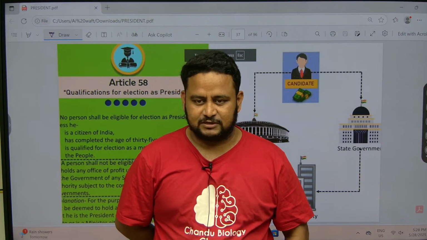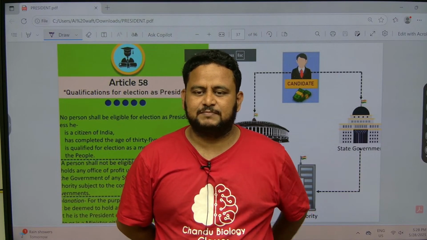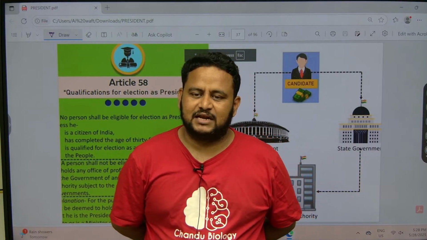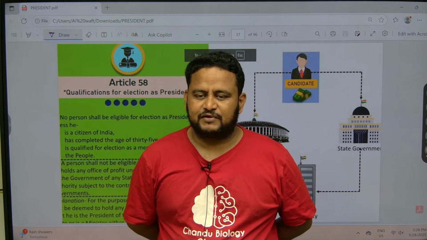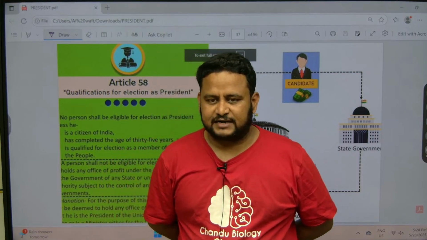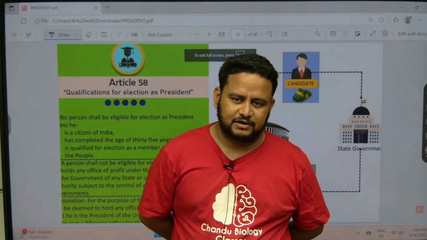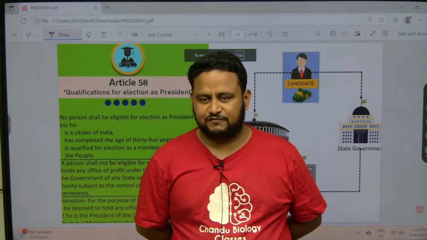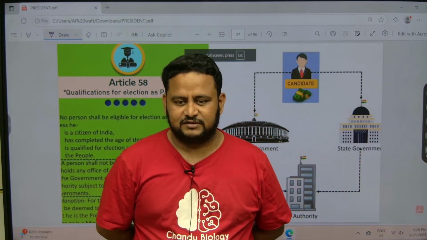All this we discussed. Then the value of vote of an MP is equal to the total value of the votes of all the MLAs divided by the total number of elected MPs. We got the value as 2. If you get a whole number, we take it. If you get 2.5 and above, it will become 3. If it is below 2.5, it will become 2 itself. That is what we discussed.